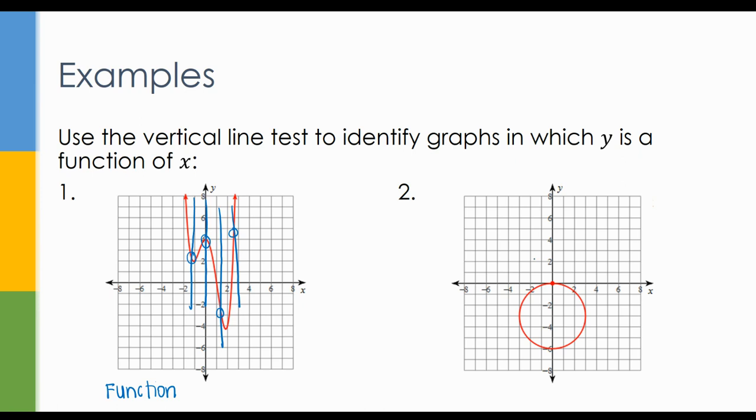If I look at the next problem, the moment I draw that vertical line, notice that there are two spots that the vertical line hits. I can do that as many times as I want. I'm going to get the same result. So because this happens at more than one spot within the vertical line, this one is not a function.